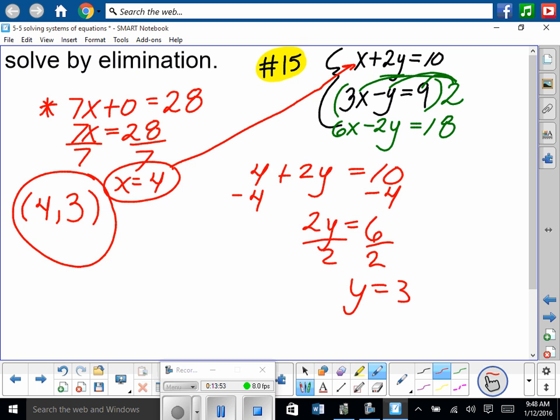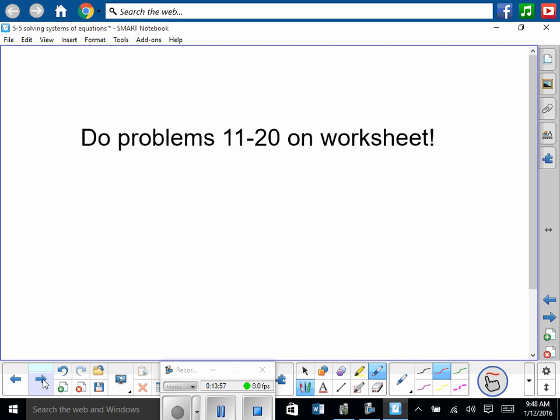Okay, are we all okay? Are you ready to do it by yourself? Okay. So do 11 through 20. So guys, skip over to 11 through 20 and make sure you're practicing elimination. Once again, skip to those so that we can practice these.